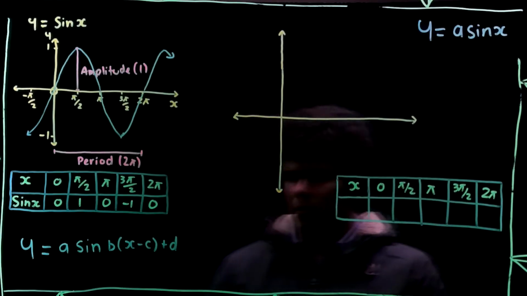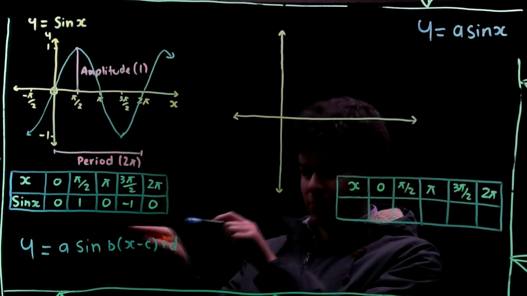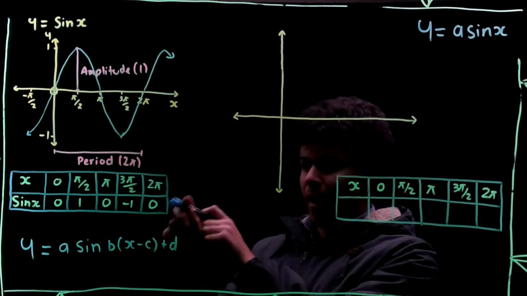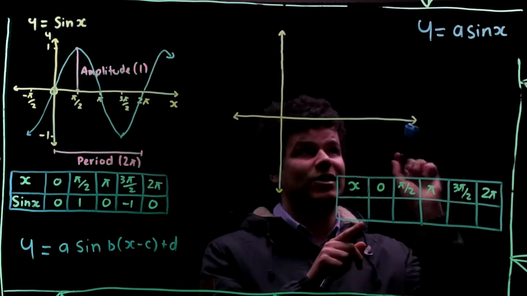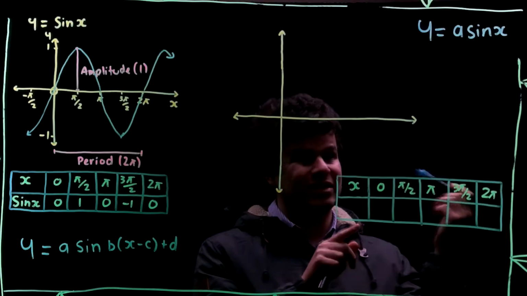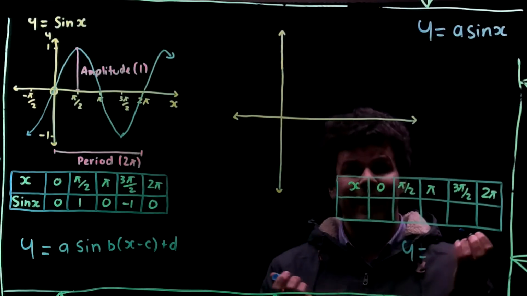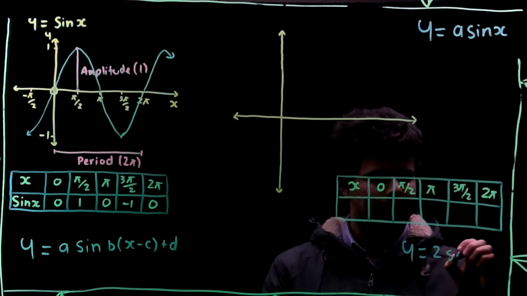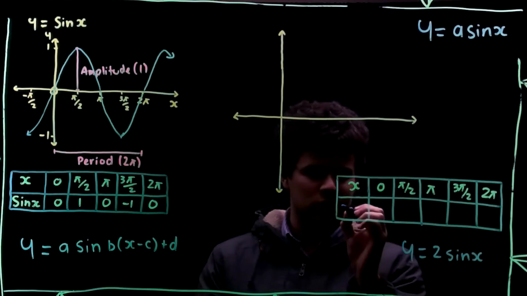sine x. We're going to compare the table which I did before, where I went through what each of those values mean, with a new set that get changed. So we're going to use an example, and we're going to use the example of a equals 2. So instead of just sine x in here, let's put 2 sine x.